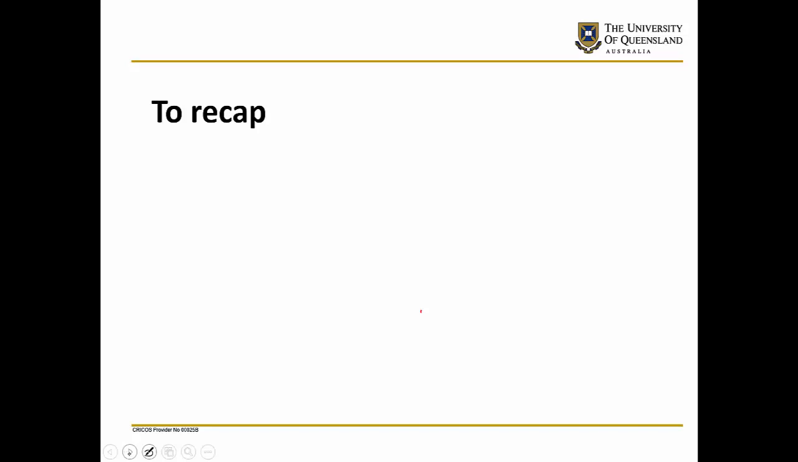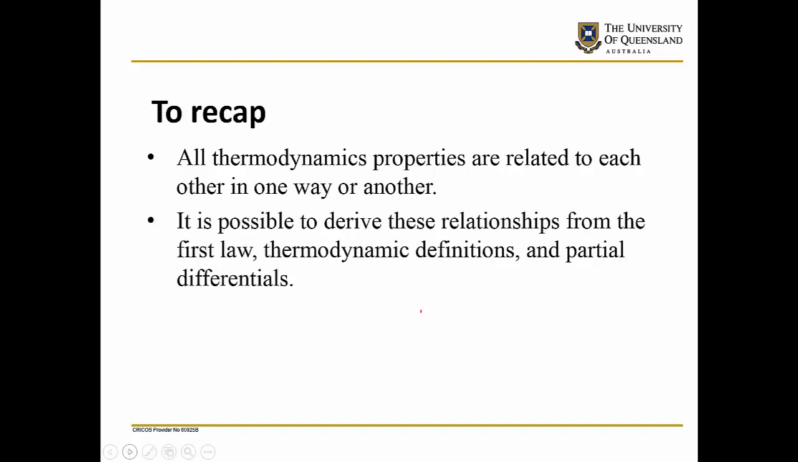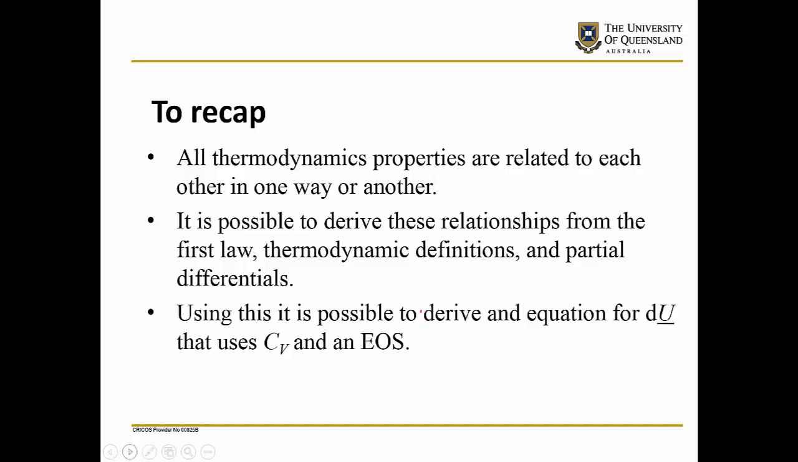So to recap what we've done in today's video: all thermodynamic properties are related to each other in one way or another. Because of this, it's possible to derive relationships from the first law, thermodynamic definitions, and partial differential equations. It's these relationships that allow us to calculate things like changes in internal energy from an equation of state. This means it's possible to derive an equation for changes in U that uses just the heat capacity and the equation of state.